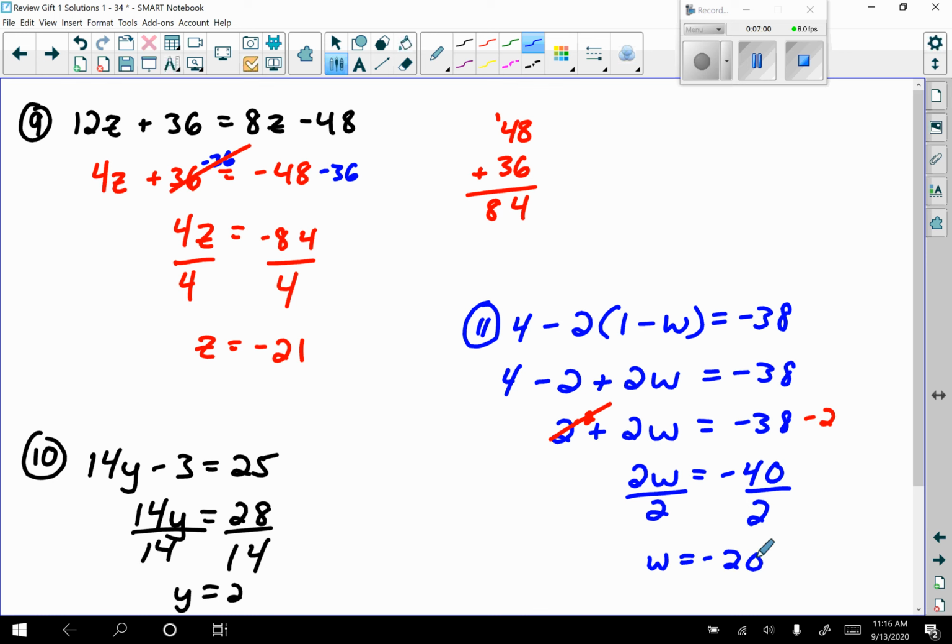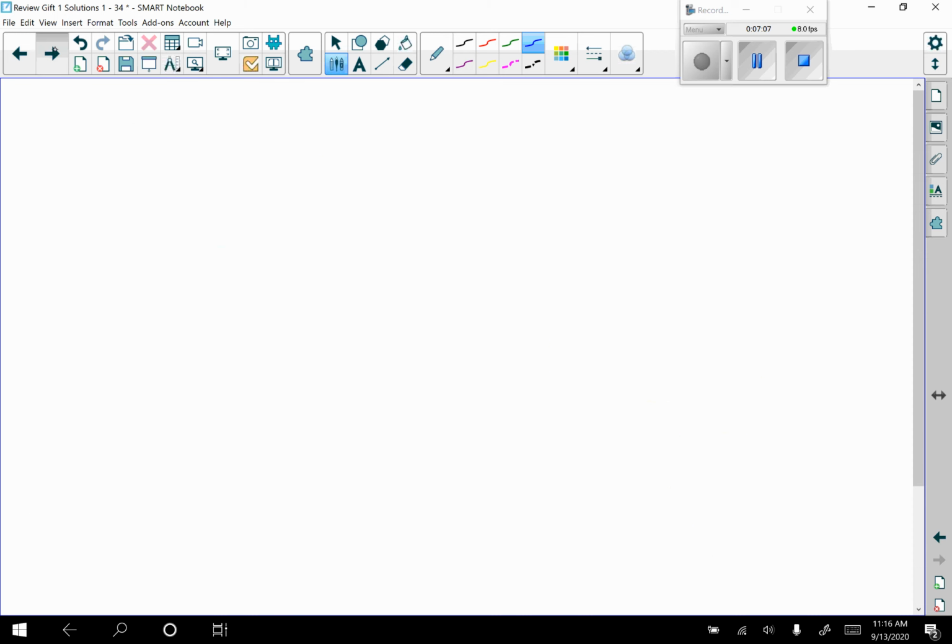Remember, at any point, you guys can take the solution, carefully substitute it back into the equation, and it should be a true statement to let you know if you're correct.